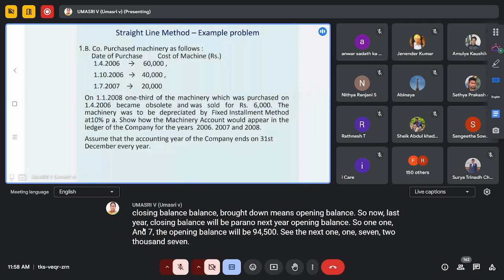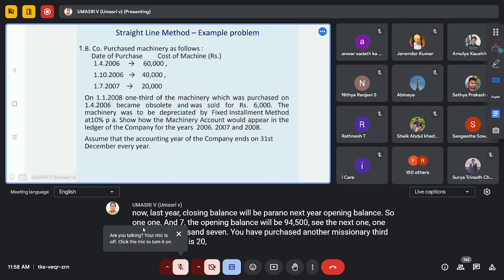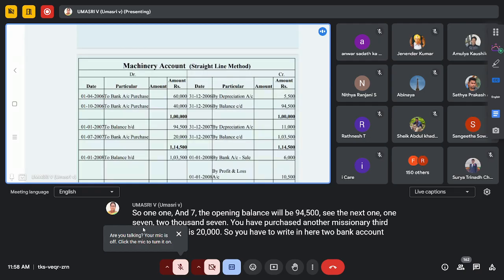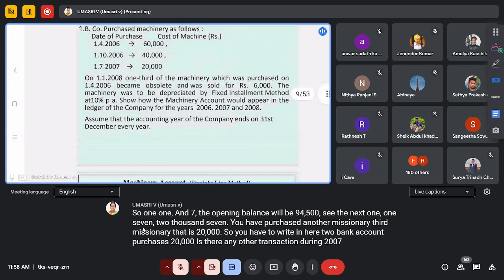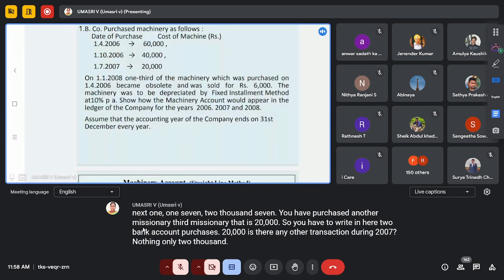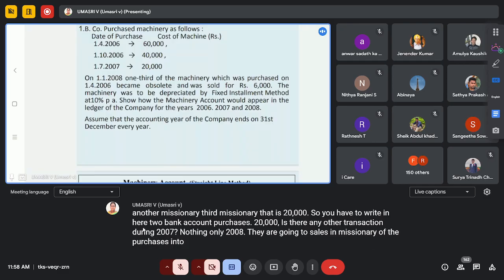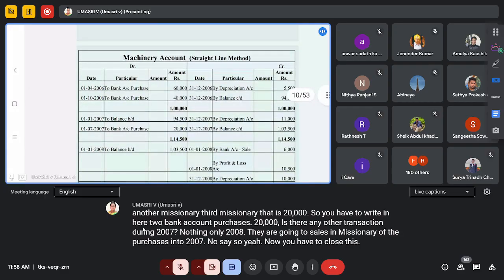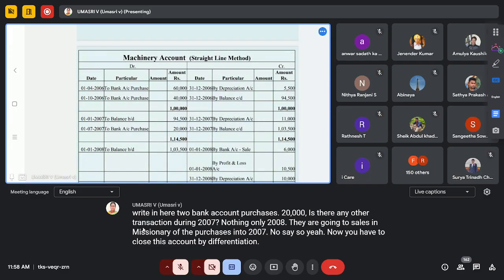On 1/7/2007, you have purchased another machinery, the third machinery, that is 20,000. So you have to write it here: to bank account, purchases 20,000. Is there any other transaction during 2007? Nothing. Only in 2008 they are going to sell the machinery purchased in 2006. So in 2007 no sale. So now you have to close this ledger account by depreciation.